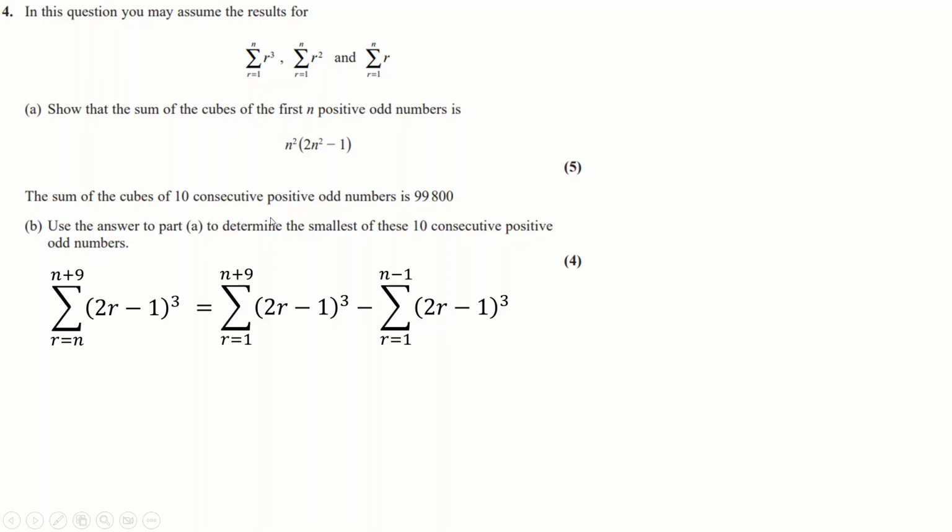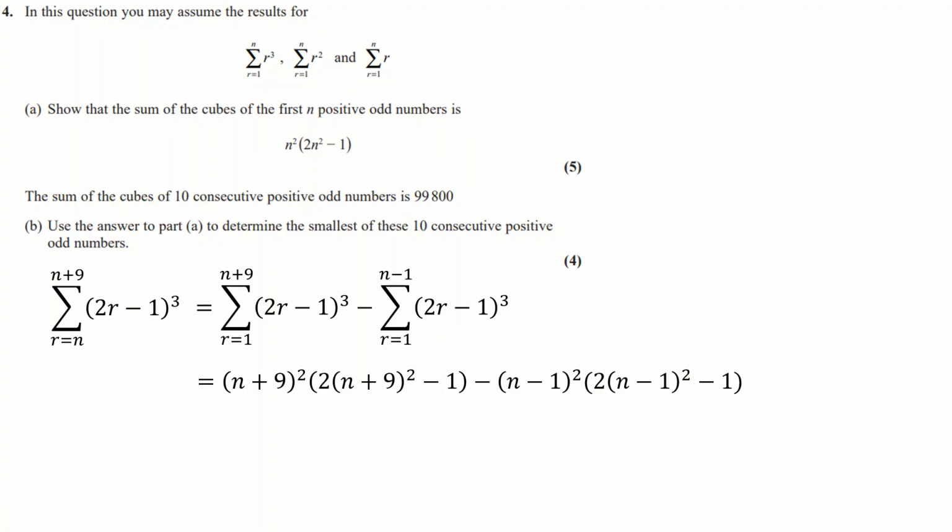Starting at 1, I can just put in to the formula here. So if I'm going up to n plus 9, I just substitute in n plus 9s here. And if I'm going up to n minus 1, I just put n minus 1s in there. Now, it's really tempting to think that you can do something intelligent here, but you don't have to at all. You just expand everything out.